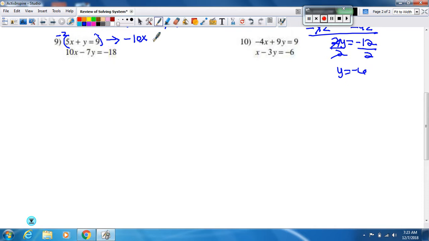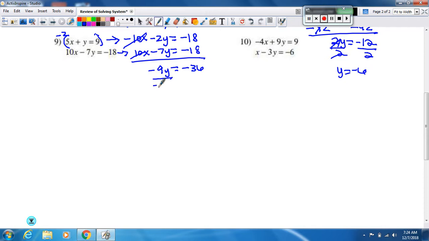Okay, so negative 2 times 5x is negative 10x. Negative 2 times y is negative 2y equals negative 2 times 9, which is negative 18. And we're going to leave this one alone. So 10x minus 7y equals negative 18. I'm going to add those in columns. So opposites cancel. I get negative 9y equals negative 36. Divide both sides by negative 9. Top cancels with bottom. Y equals negative 36 divided by negative 9, which is a positive 4.